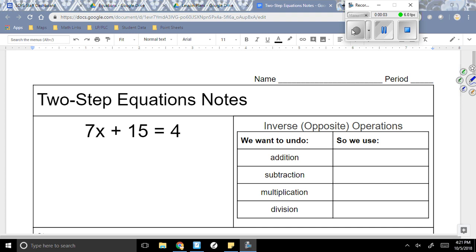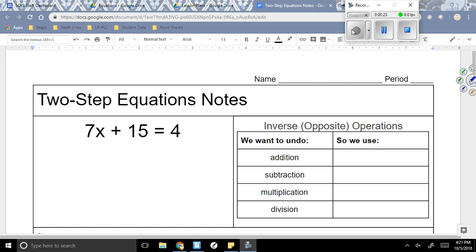Today we're going to be taking notes on two-step equations. So up until this point, when we were working on substitution, we were given a value for x and we had to use that value to find the solution. For these problems, they're going to give us a solution and we have to work backwards to find the value that x needs to be to make it true.